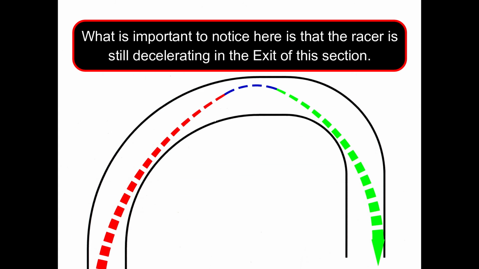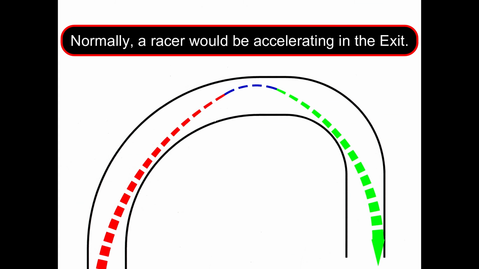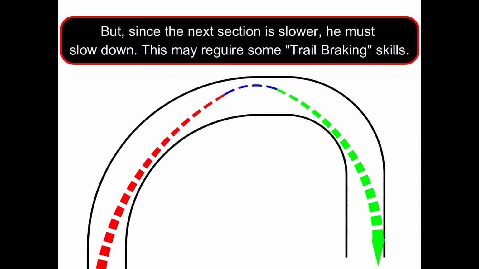What is important to notice here is that the racer is still decelerating in the exit of this section, shown in the red line. Normally, if it was just a simple 90-degree turn, the racer would be accelerating in the exit. But since the next section of the turn is slower, he needs to continue slowing down. This may also require some trail braking skills, since you'll be slowing down and possibly braking while still leaned over.